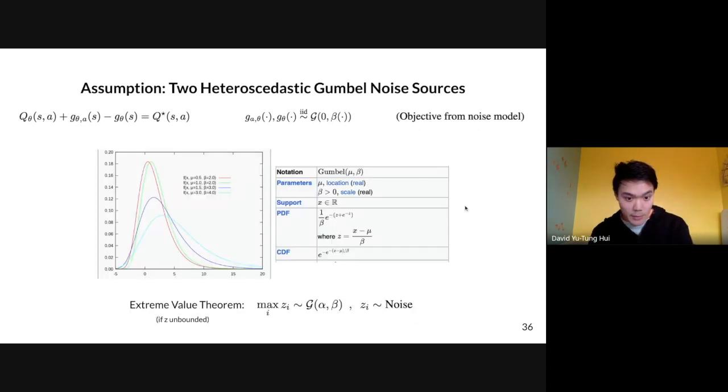For those of you who aren't familiar with the Gumbel distribution, it looks something like this. It's a unimodal distribution and it's skewed. So this is the general shape of the distribution. This is a screenshot from Wikipedia, who I thank dearly for the screenshot. The interesting property of the Gumbel distribution is that it arises from something called the extreme value theorem. Say you have any distribution of noise, Z, and a number of samples. If you take the sample that has the maximum value, the distribution of this maximum value follows a Gumbel distribution.